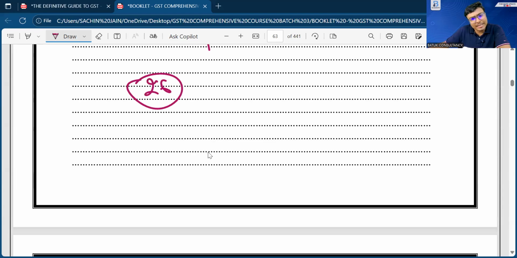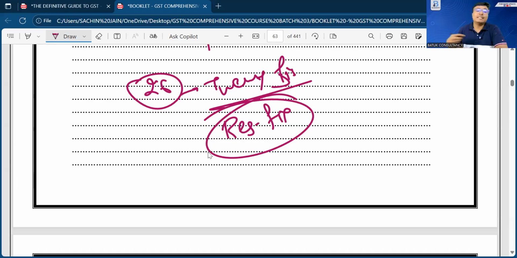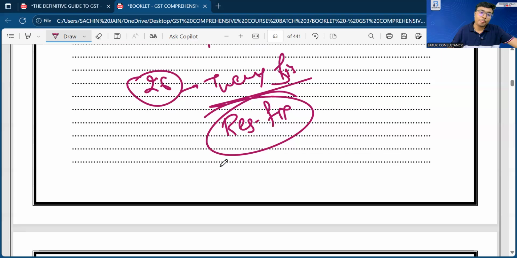Section 26, try to link the word: registration fixed. That means deemed approval of registration after ARN generation. If within 30 days the departmental authority does not take any action, in that case your registration will be treated as deemed approved.